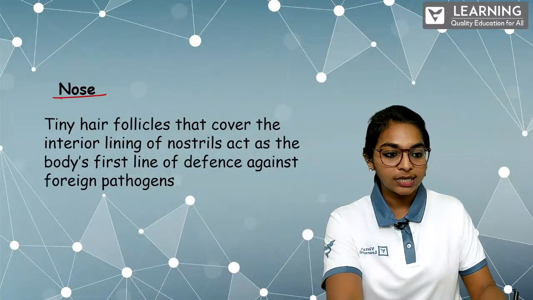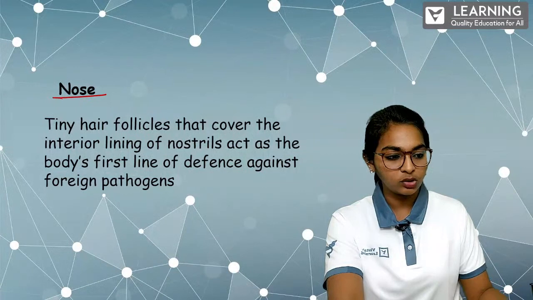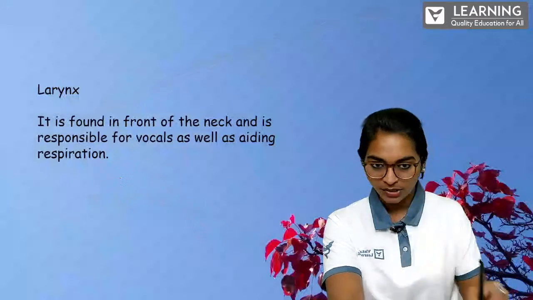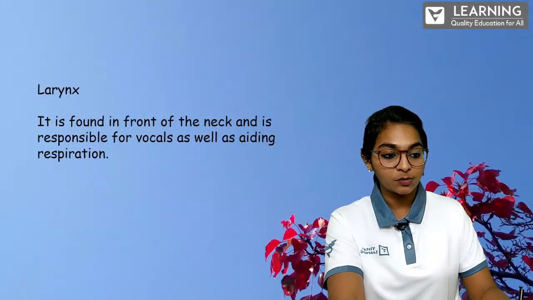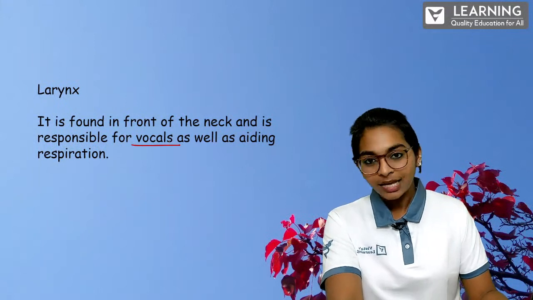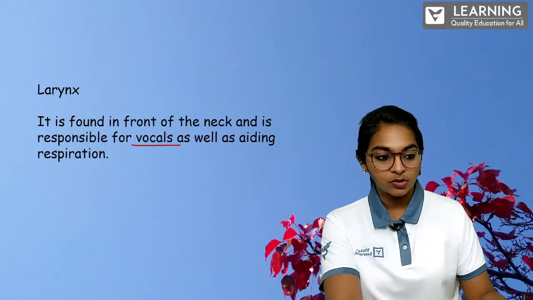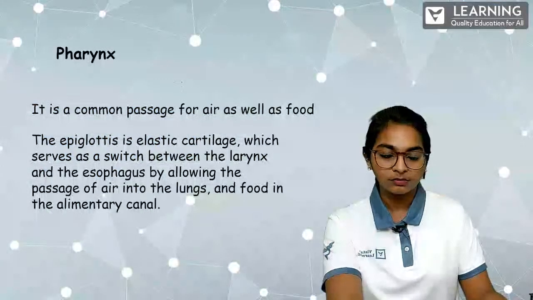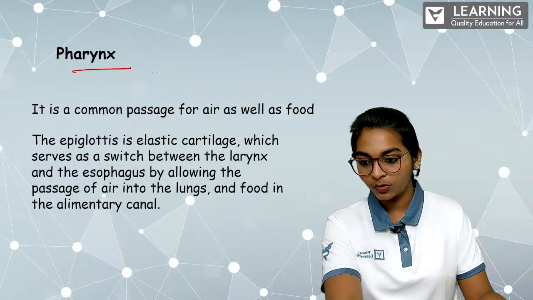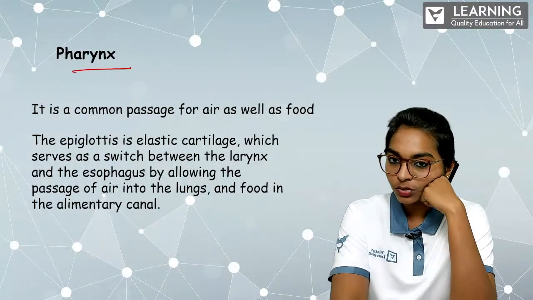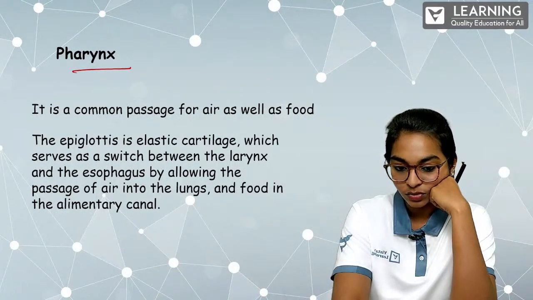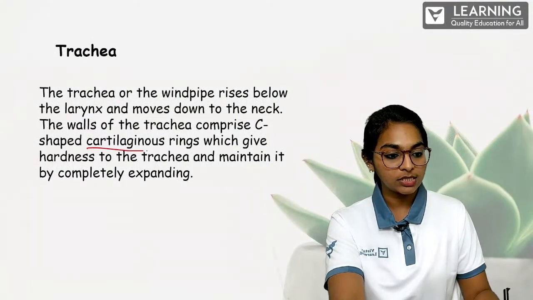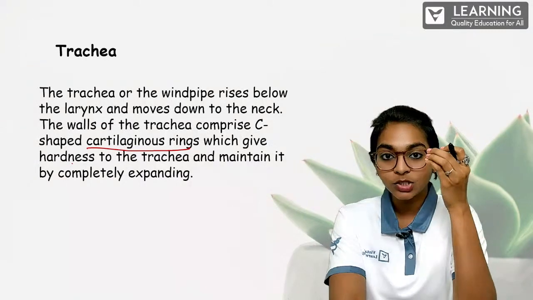As in your nose, I said, tiny hair follicles cover the internal lining of the nostrils and help in defending against foreign pathogens. That's why we sneeze, I said, right? So larynx, which is responsible for the vocals, and also it helps in respiration. Larynx, the voice box. We also call this a voice box. Clear? Next. Pharynx, common passage for both. See, this will be shared as notes also, right? So don't worry. Even if I move forward, you will be getting this in notes. Okay? Next. Trachea, the windpipe. See, C-shaped cartilaginous rings are present, which help in maintaining the shape of the tube.